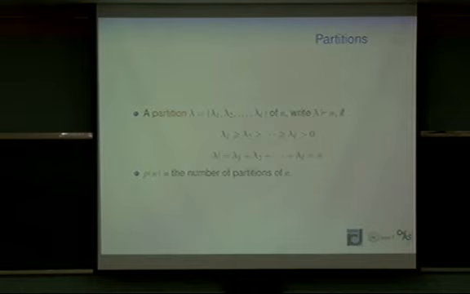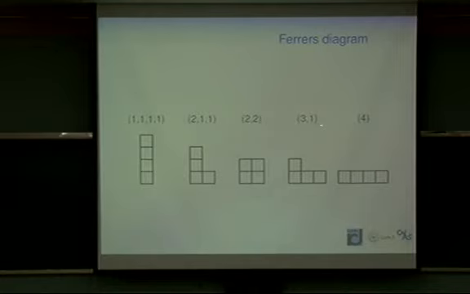A partition is a classical combinatorial object. A partition lambda is a weakly decreasing sequence of integers, and the sum of the sequence is equal to n, and we say that lambda is a partition of n. We write it with this notation, and denote the number of partitions of n by p(n). For example, 1111, 211, 22, 31, 4 are the partitions of 4, and then p(4) equals 5.